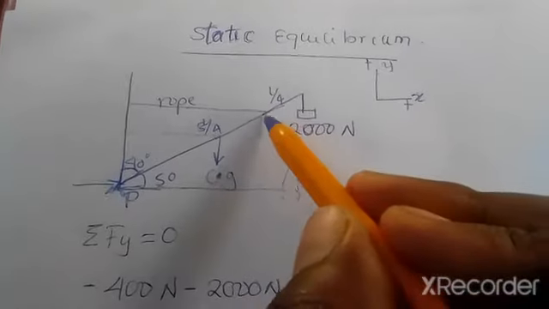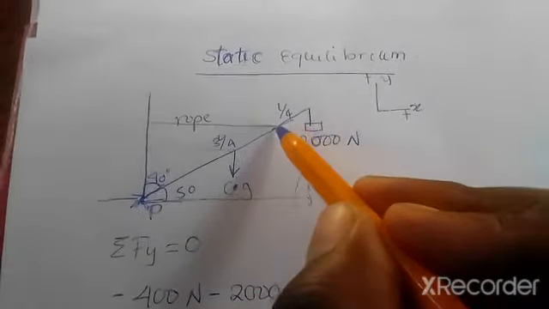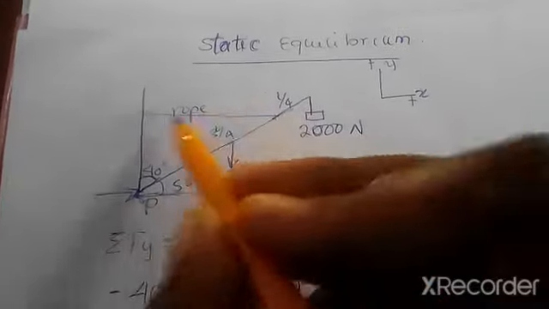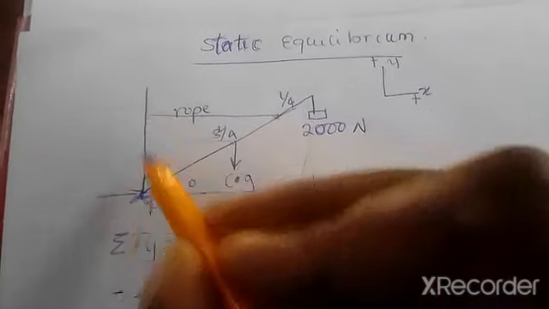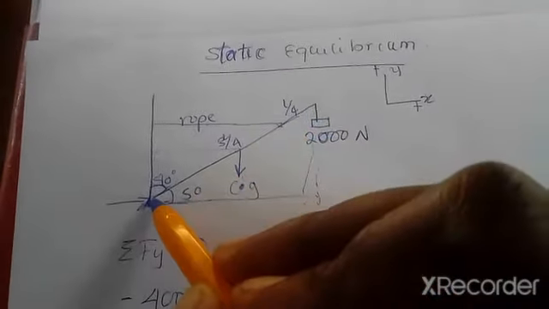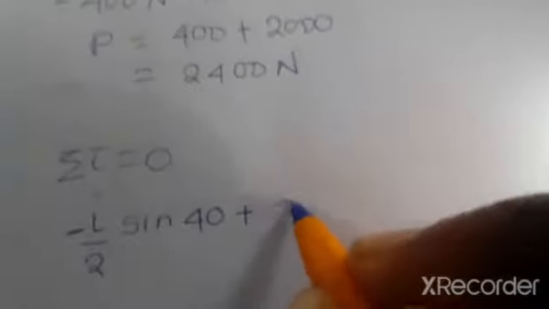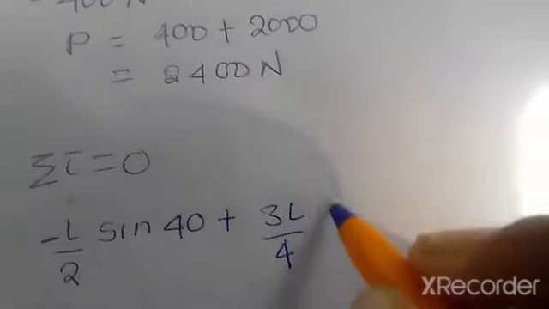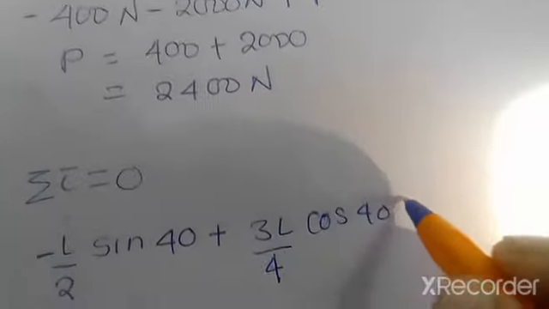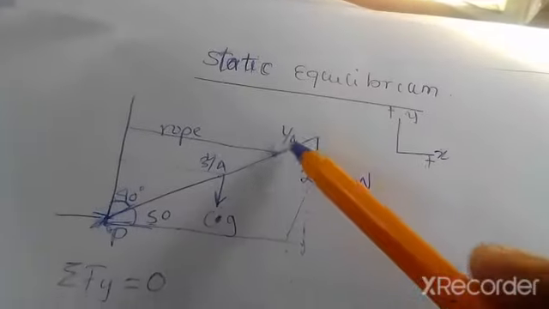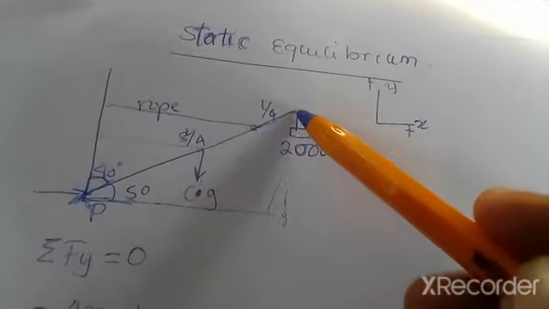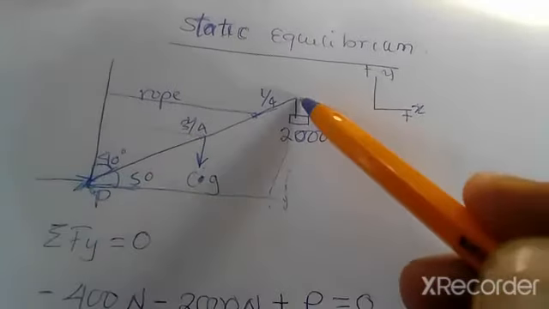Plus, we come to this force, the tension in the rope. The perpendicular distance, which is here, is going to be this distance multiplied by the cosine of the angle here. So we'll have 3L over 4 cos 40 multiplied by the tension. Since we've not been given the tension, that's what we are looking for. Minus, now if you look at this, this is at L over 4. So the distance from here to here is L over 4, meaning the complete distance here is L.